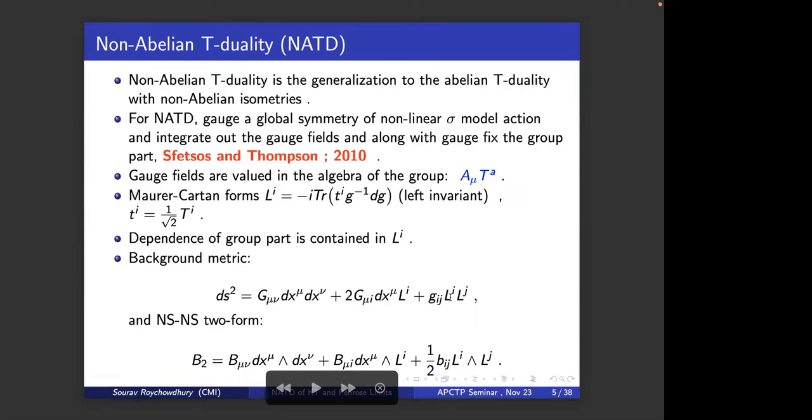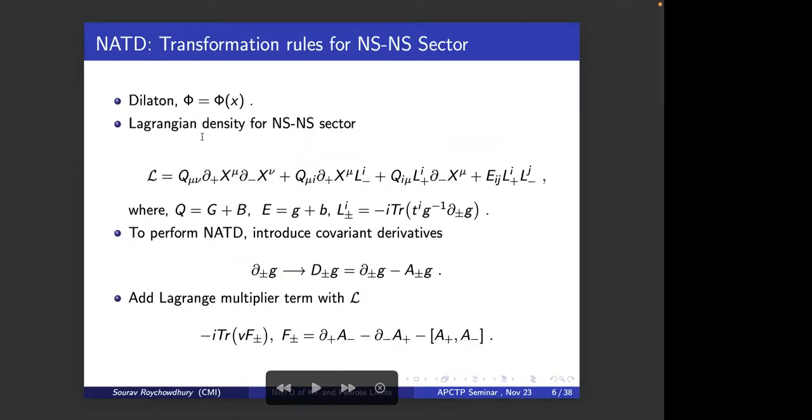The same decomposition one can work out for the Kalb-Ramond field, and this is the decomposition of the Kalb-Ramond field for the NS sector. Now we have a dilaton, and I'm going to consider the most general case. The dilaton is completely dependent on the spectator directions.